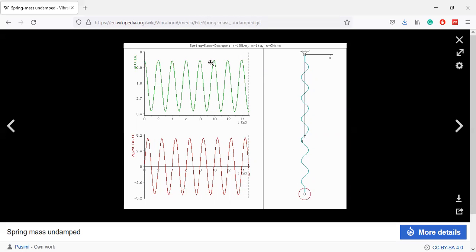Here we have only considered the spring, the mass, and the dashpot as the elements of vibration. For example, this is just an example, not exact: k is equal to 10 Newton per meter, m is equal to 1 kilogram, and c, which is the damping value, is 0 Newton second per meter. So for this case, there is no damping. That's why we call it undamped.